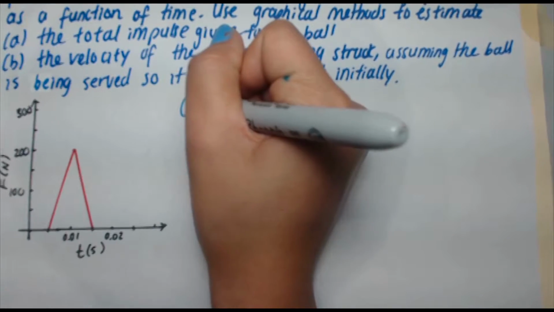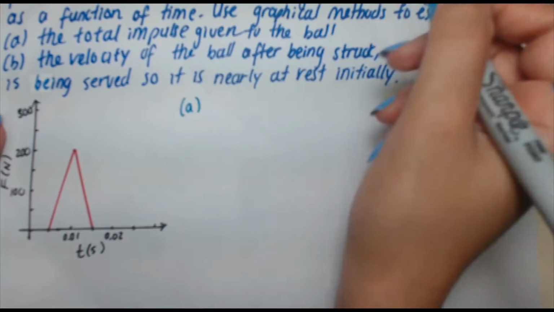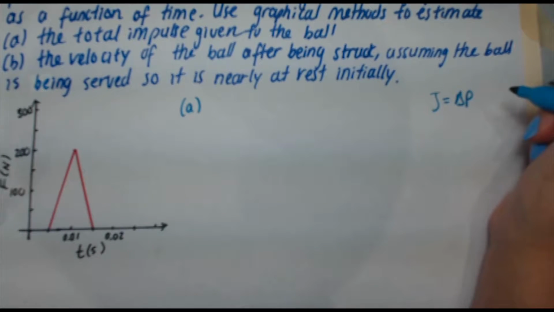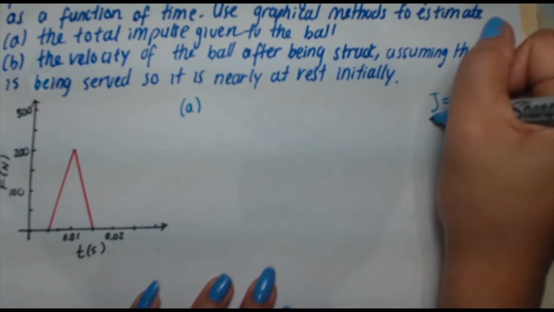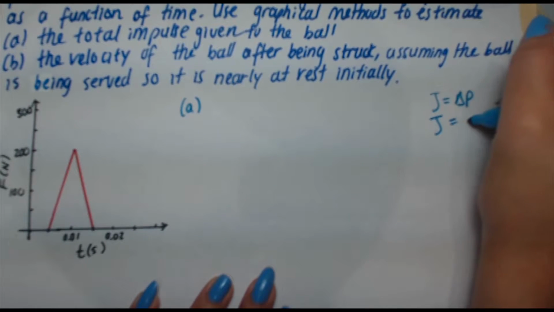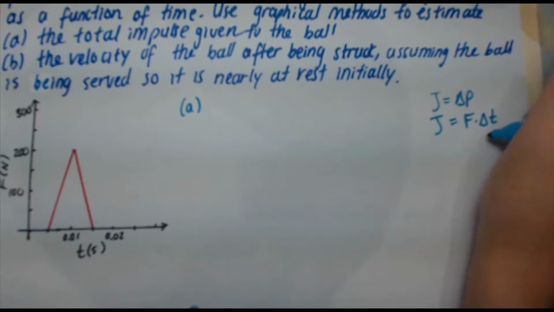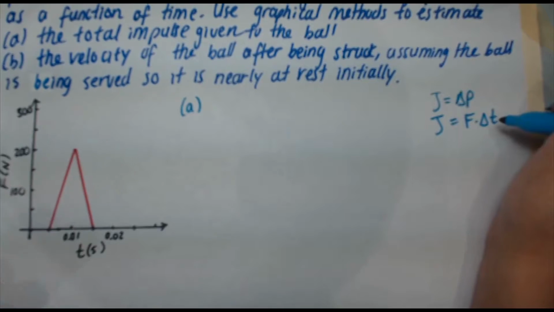If you remember in video 121, we found impulse using the definition J equals delta P, because by definition, impulse is the change of momentum. However, there is another way to determine it, and that is that impulse is equal to the product of force and time. That's the one we're going to be dealing with for part A because we have a force versus time graph.